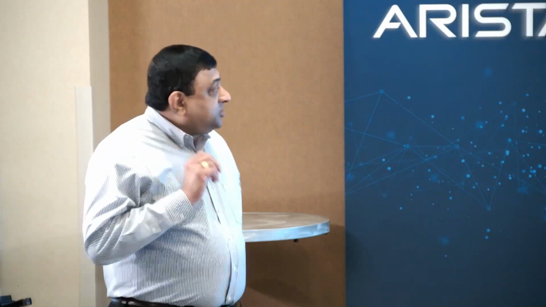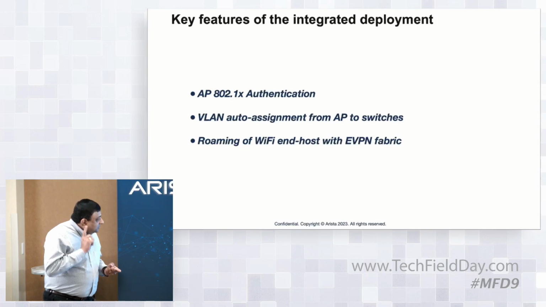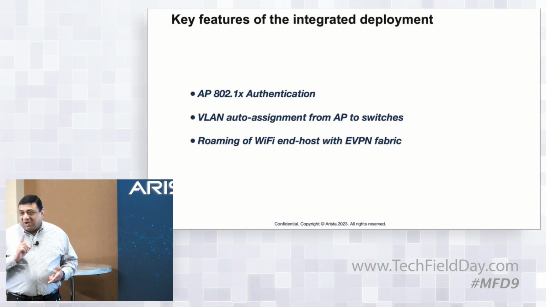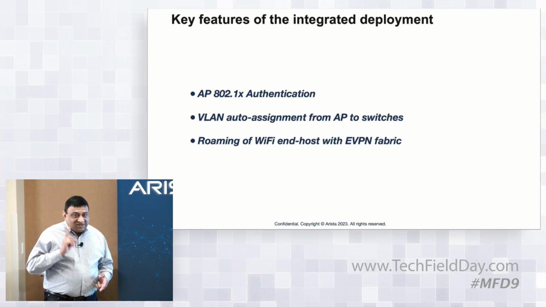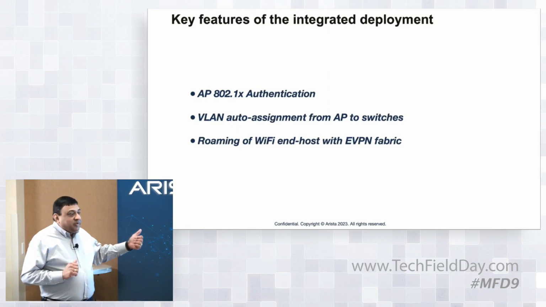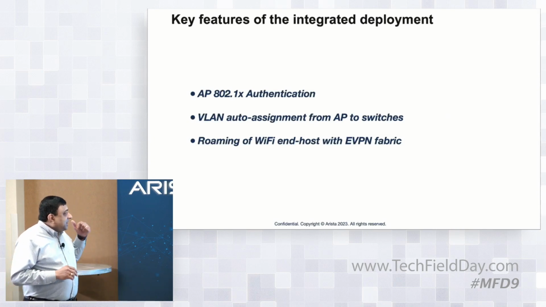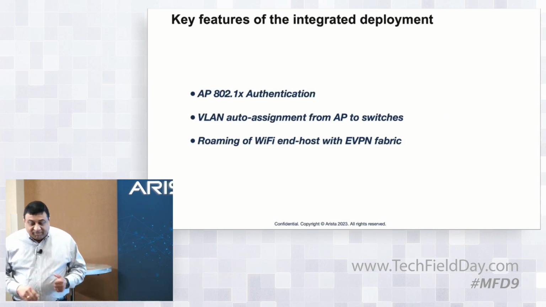Okay, so questions? Okay. The three features that I'm going to specifically talk about are AP .1x authentication. Don't laugh at it. We have some more to offer in terms of .1x authentication. It's a well-tested, known technology. How we are doing the VLAN assignment in the case of local bridge scenario, and then roaming in the EVPN fabric.